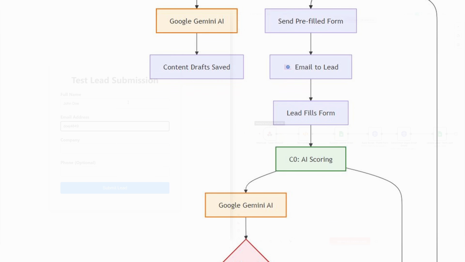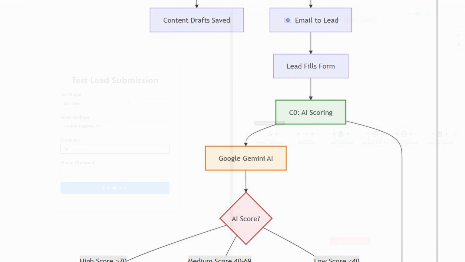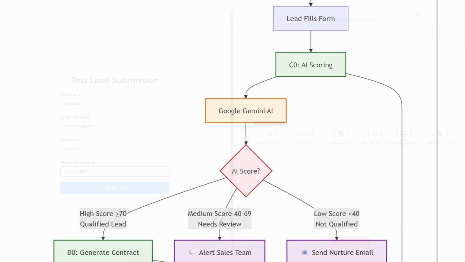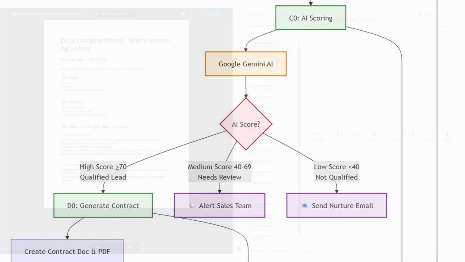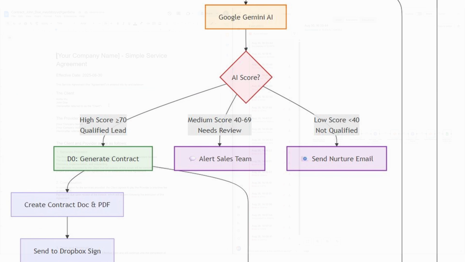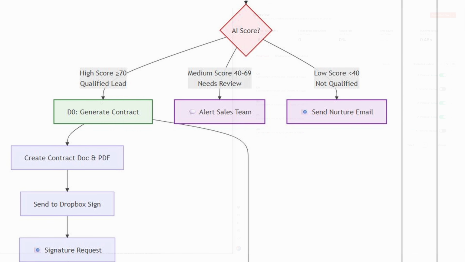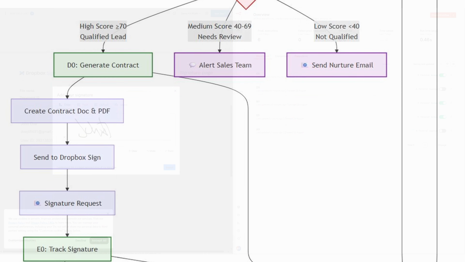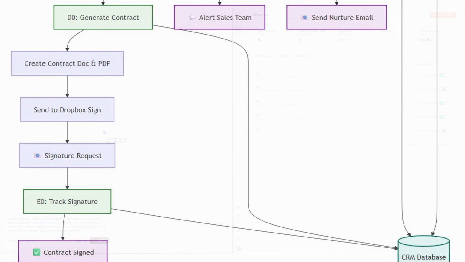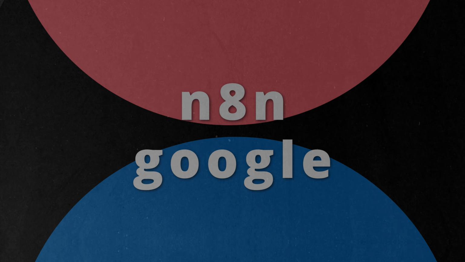We're going to build a powerful automated CRM and sales engine from scratch using n8n and the Google Workspace tools you already know. By the end of this video, you'll see a single LinkedIn post turn into a signed contract with almost zero manual effort. Let's get started. Before we build, let's understand the architecture.